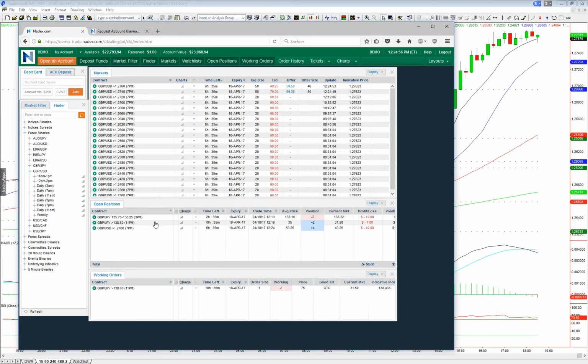And just for that purpose, going for a demo account really is a good thing to help you get used to the platform and practice and exercise there.